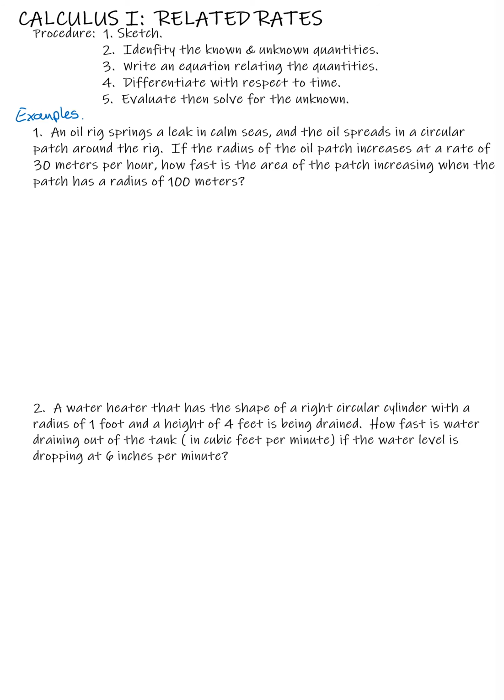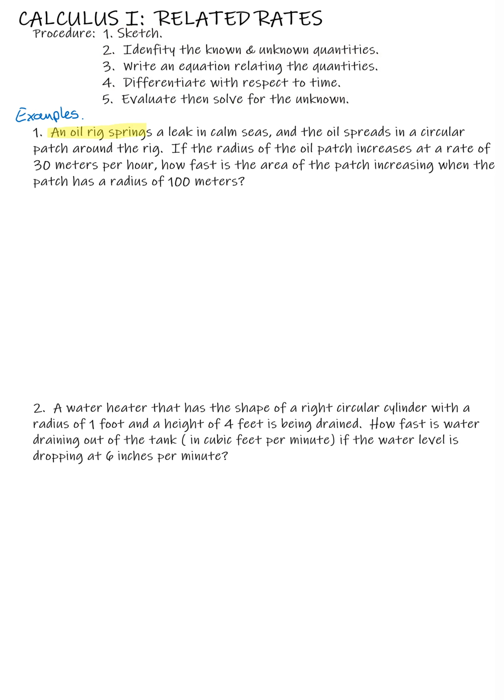Now these will come in the form of word problems, so let's go over a procedure that will help us solve them. We'll begin by sketching a picture to help us describe the situation, then we'll identify the known values as well as the unknown values. We'll want to then write an equation that relates all of these quantities together, and then we'll differentiate, and that will be with respect to time. Next, we'll evaluate, and finally, we'll solve for the unknown. We do want to make sure that we evaluate at the end and don't evaluate too soon, or that could cause major problems.